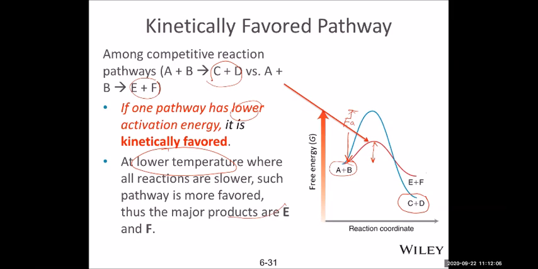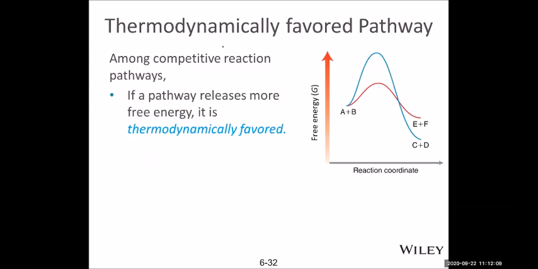And the other one is thermodynamic favored. If we take a look at delta G, the one with a more negative delta G will be the more favored reaction. Same two reaction pathways from the last slide. You can see from E and F is a lower activation energy, faster reactions. But from A and B becoming products C and D, the free energy change is much lower. This is the free energy change to form products C and D, and this is the free energy change for forming products E and F.